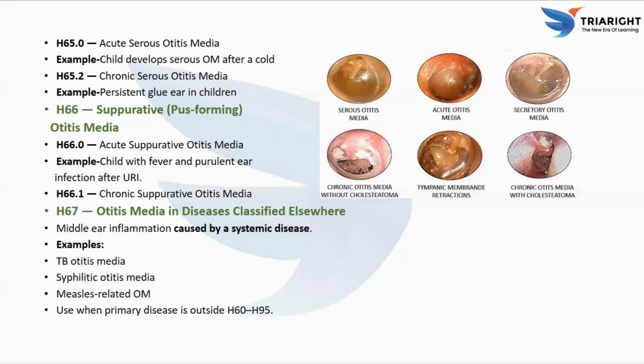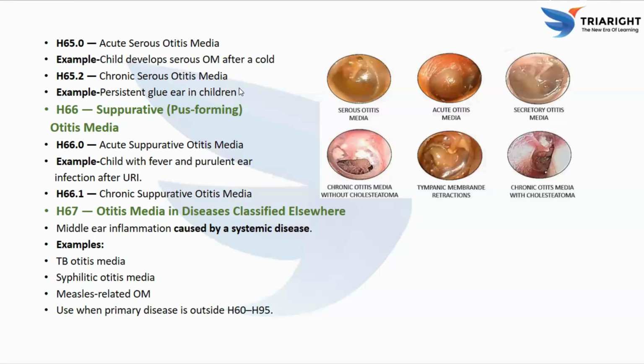There is also the other subcode H65.2, which describes chronic serous otitis media. This is long-standing fluid in the middle ear. It is often called glue ear, especially in children. For example, a child with persistent middle ear effusion for months. What are the images related over here? Serous otitis media, which is a thin and yellowish fluid shown in this picture, and secretory otitis media, which is a thicker, mucus-like fluid. So this is about the H65 category code.